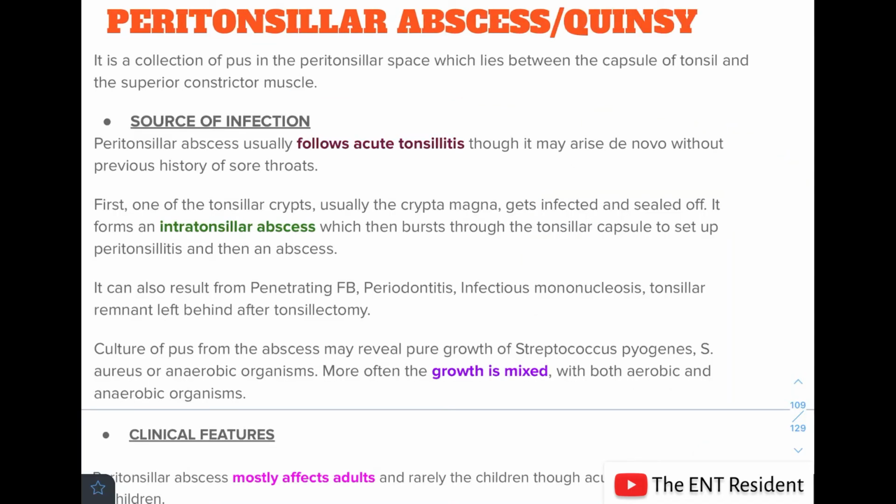Peritonsillar abscess, which is also known as quinsy. So what is peritonsillar abscess? It is the collection of pus in the peritonsillar space which lies in between the capsule of the tonsil medially and the superior constrictor muscle laterally.